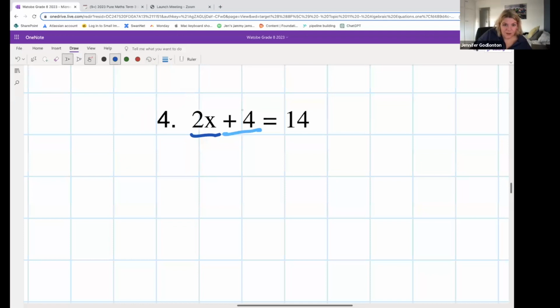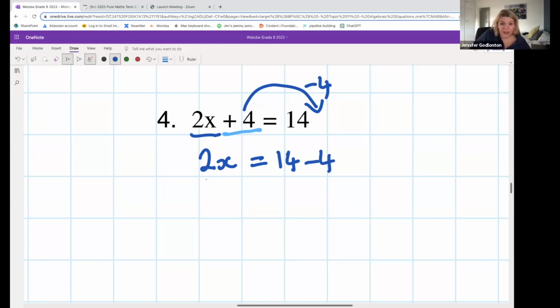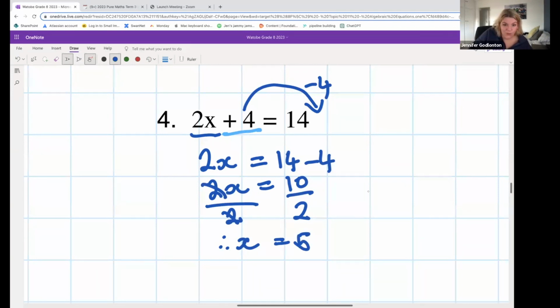Okay, so we're going to start with that +4 that we have over there. So we're going to have 2x is equal to 14, and it was a plus, so we're going to minus that 4 over there. So now we have 2x is equal to 10. And then we need to divide by that 2, and we need to divide by 2. So those two cancel, and we get x is equal to 5.